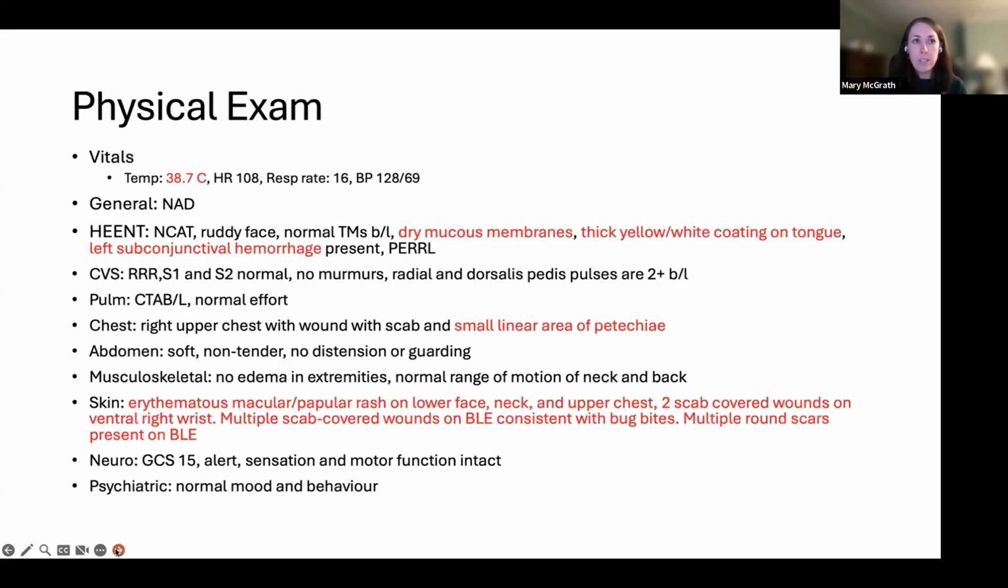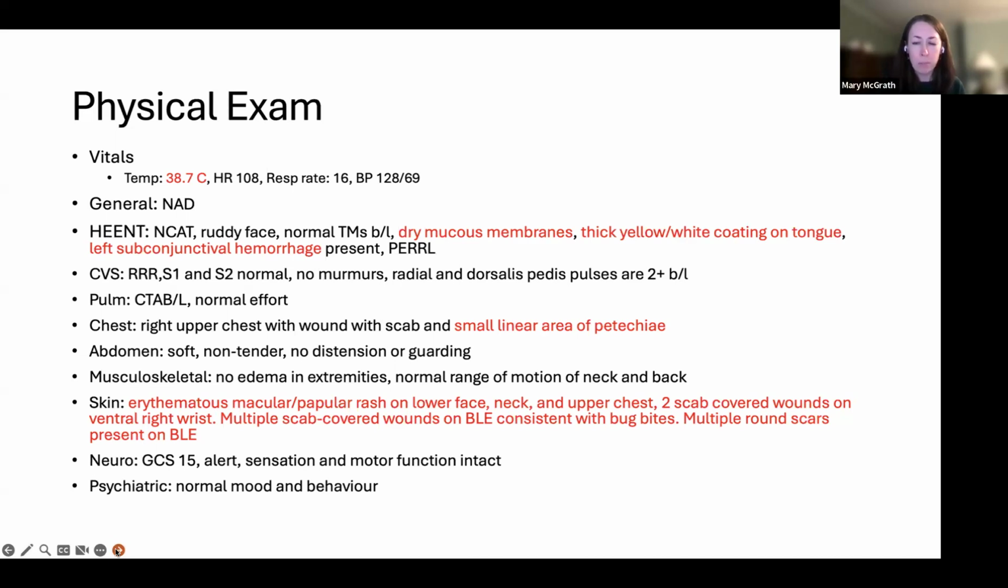So she initially presented to an outside hospital, and she was admitted there for about 8 days before transferring to Mott. This was the initial physical exam I found from the outside hospital at time of presentation. And it was pertinent for fever to 38.7 degrees Celsius. She was a little bit tachycardic with the fever. Otherwise, vital signs were unremarkable.